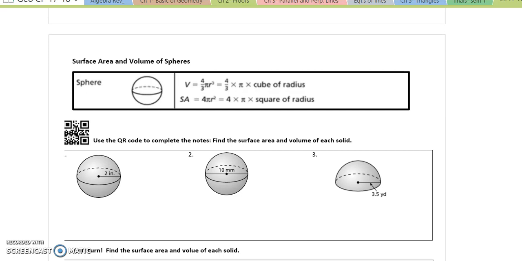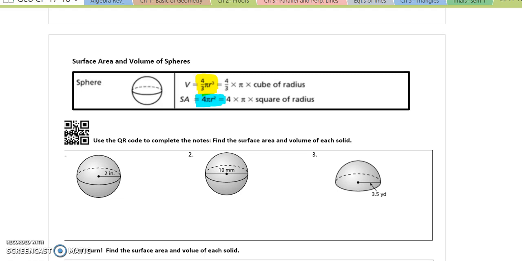For the volume, we are going to do 4/3 times pi times radius cubed. And for surface area, we will do 4 times pi times radius squared. So the way I remember this, volume has the cubed and the 3 on bottom. Surface area, no 3 on bottom, just a r squared. Okay? So we're going to do both of these for each sphere.